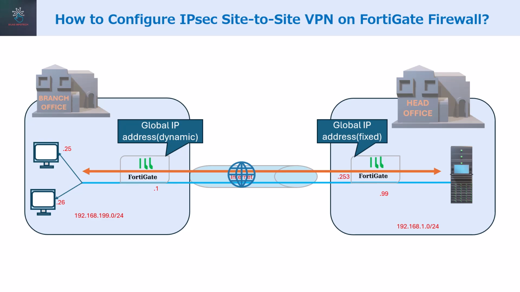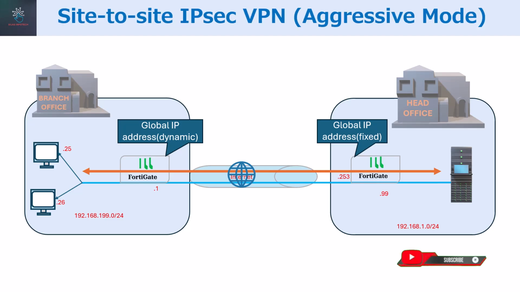Today I will be showing you how to configure an IPsec Site-to-Site VPN on a FortiGate Firewall using the aggressive mode. This setup is ideal for establishing secure connection between remote sites quickly and efficiently. Let's get started. Before we jump into the configurations, let's briefly understand what IPsec and aggressive mode are.